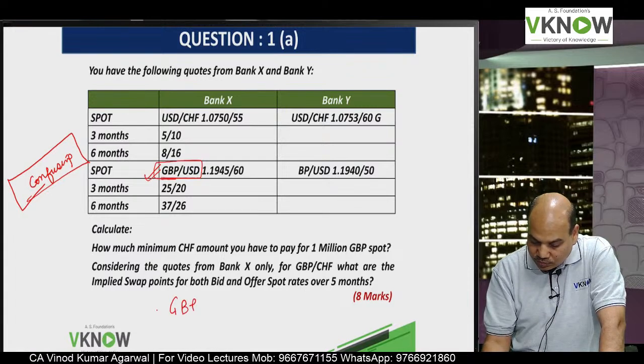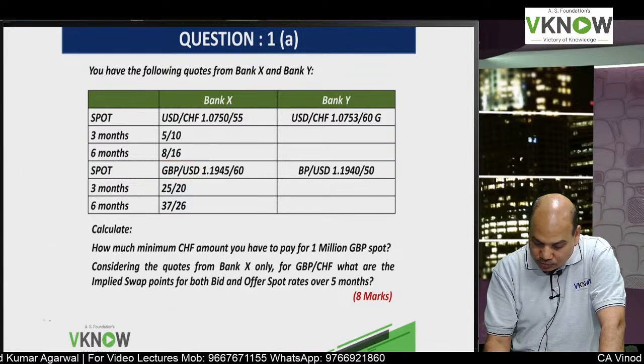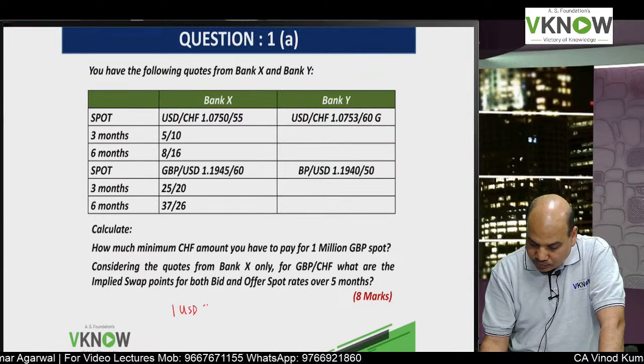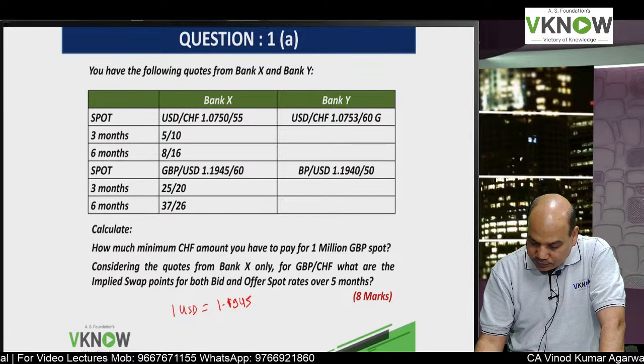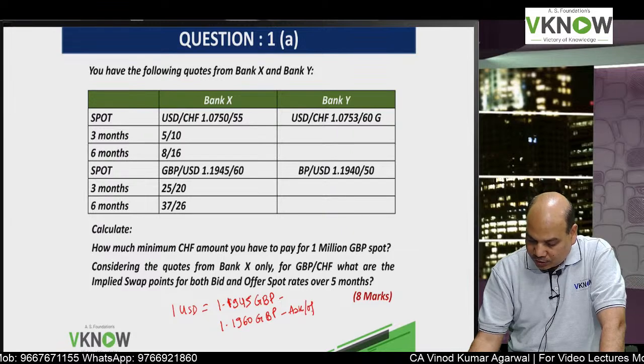GBP, 1 GBP is equal to, 1 USD equal to 1.1945 GBP buying rate, 1.1960 GBP sale rate or offer rate or ask rate.